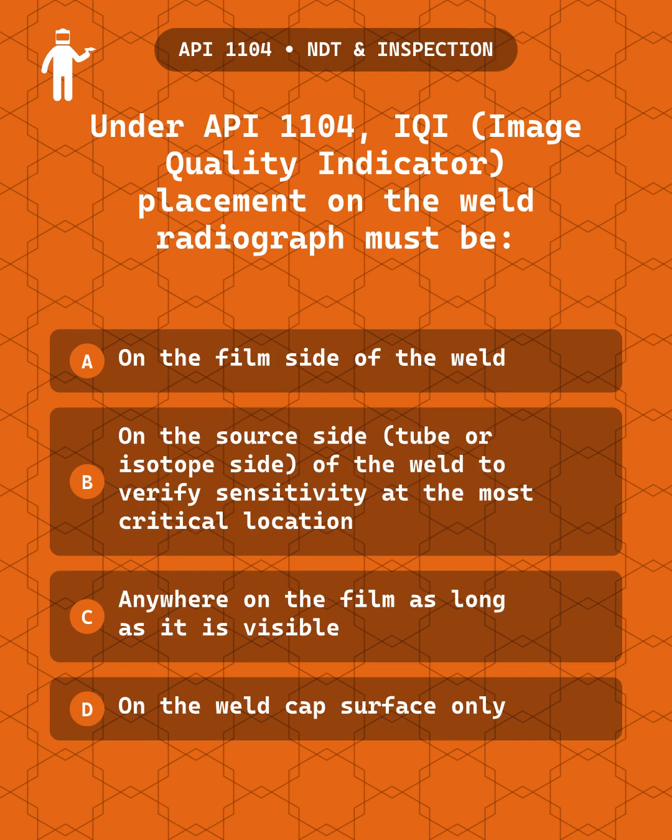Question 4. Under API 1104, where must the IQI be placed on a weld radiograph? Is it A, on the film side of the weld, B, on the source side to verify sensitivity at the most critical location, C, anywhere on the film as long as it's visible, or D, on the weld cap surface only?